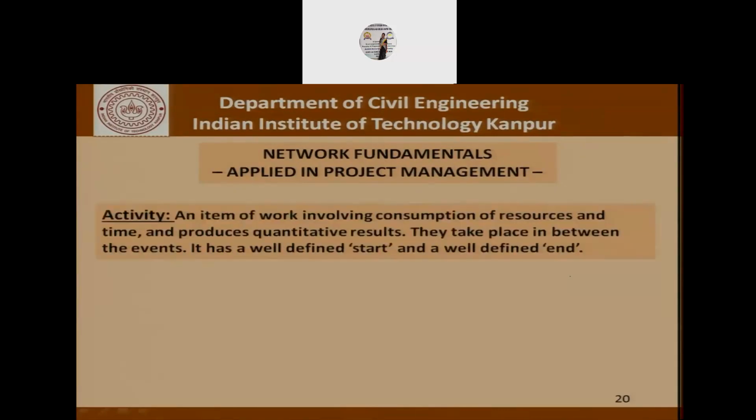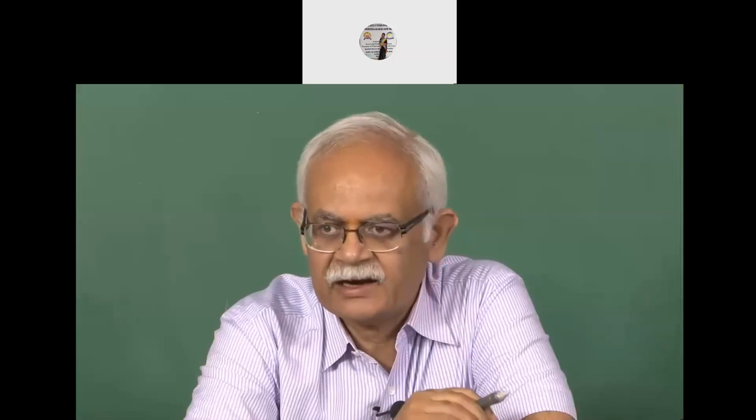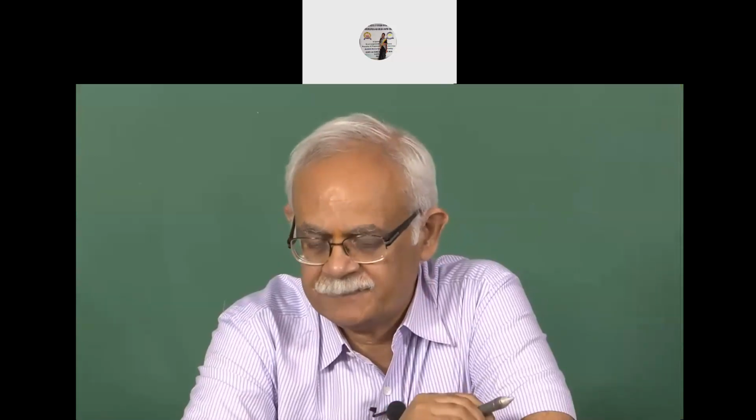Let's define a few terms. Let's talk of an activity. This is an item of work that involves consumption of resources and time. Of course, time can also be looked upon as a resource, and an activity produces quantitative and measurable results. The activities take place between events and they have a well-defined start and a well-defined end. So if there's an activity called digging the trench or concreting a roof, there is a very well-defined start to that activity and a well-defined completion of that activity.